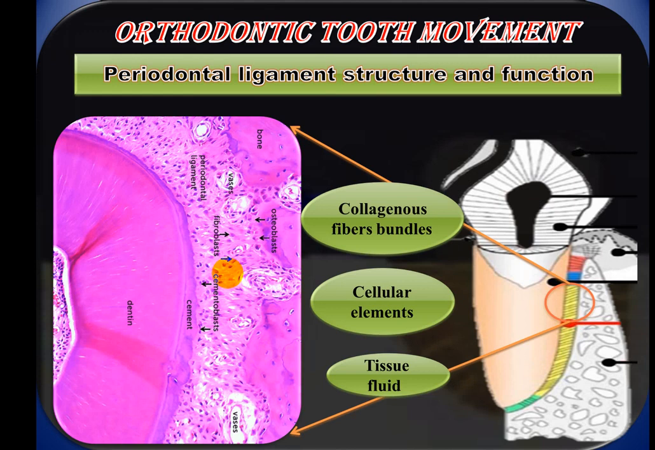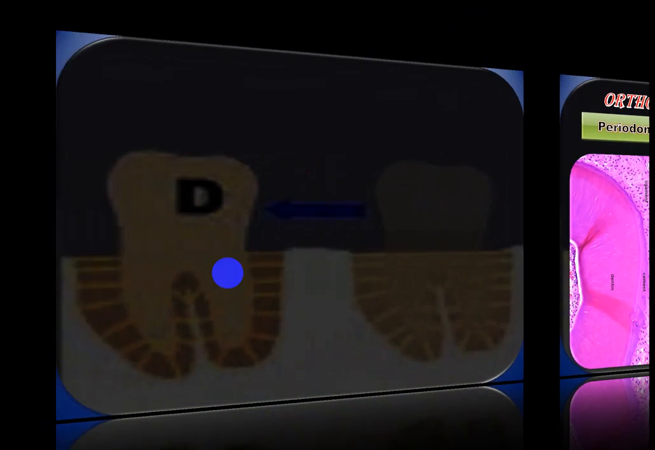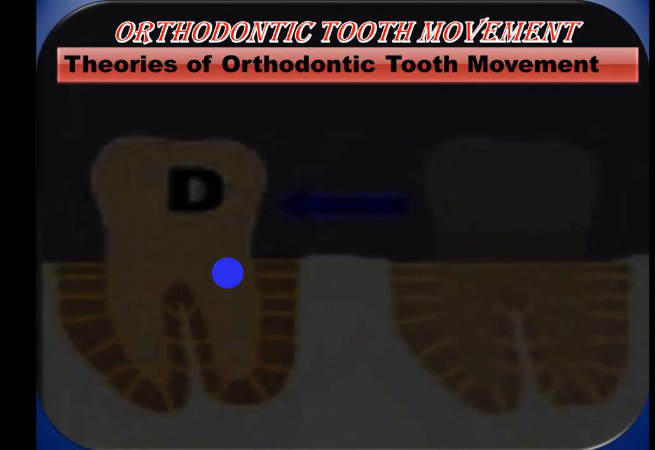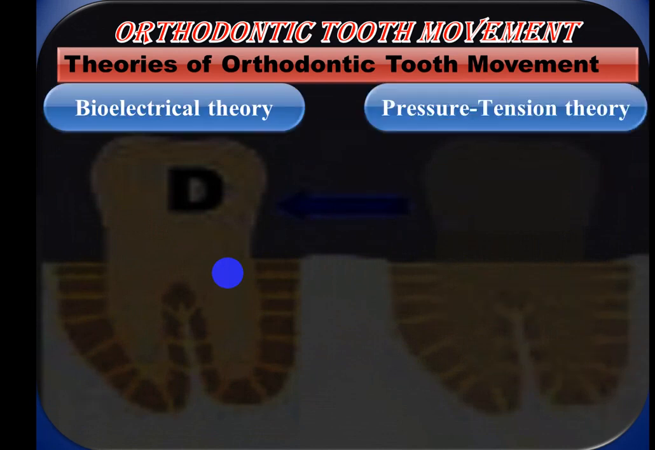Now, what are the rules of these components? We will discuss it and explain it as we talk about the second topic of our lecture, which is the theories of orthodontic tooth movement. Generally, we have different types of theories, but the most important ones are the bioelectrical theory and the pressure tension theory.